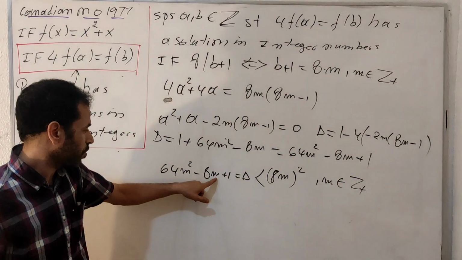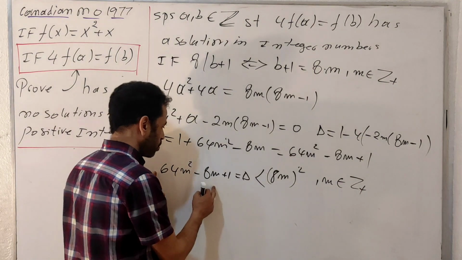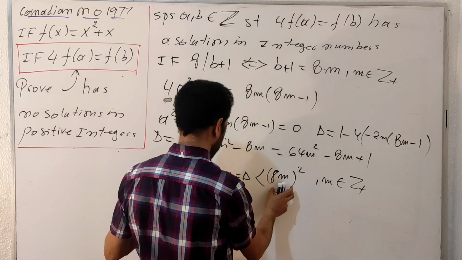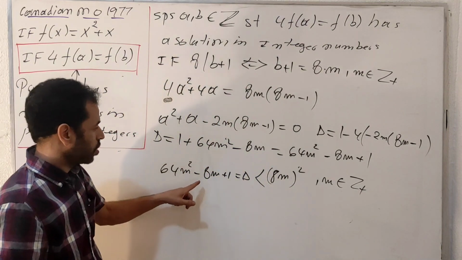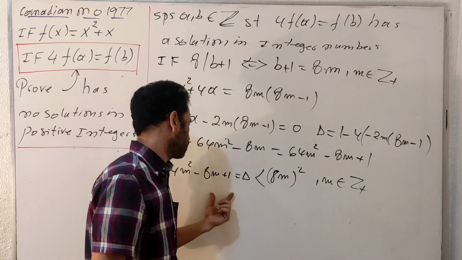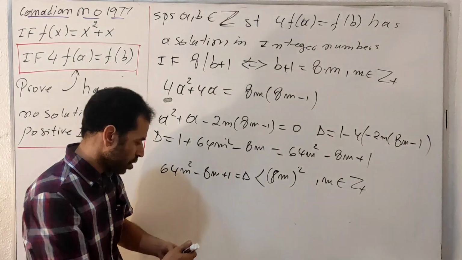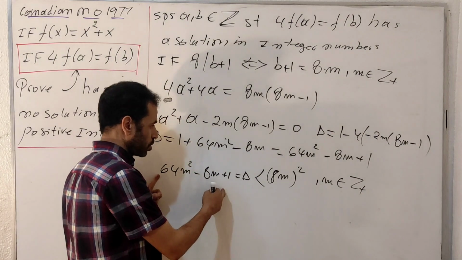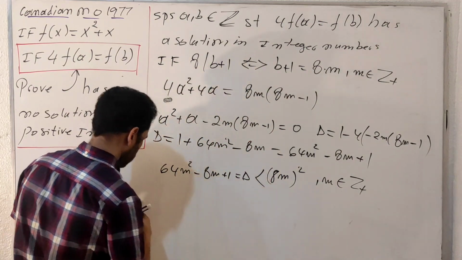Since m is a positive integer, it will be multiplied by a negative. That means this term must be smaller than this term, which means 64m squared minus m will be smaller than 64m squared. The plus 1 is not going to affect this inequality, so this inequality always holds: this one is smaller than this one.